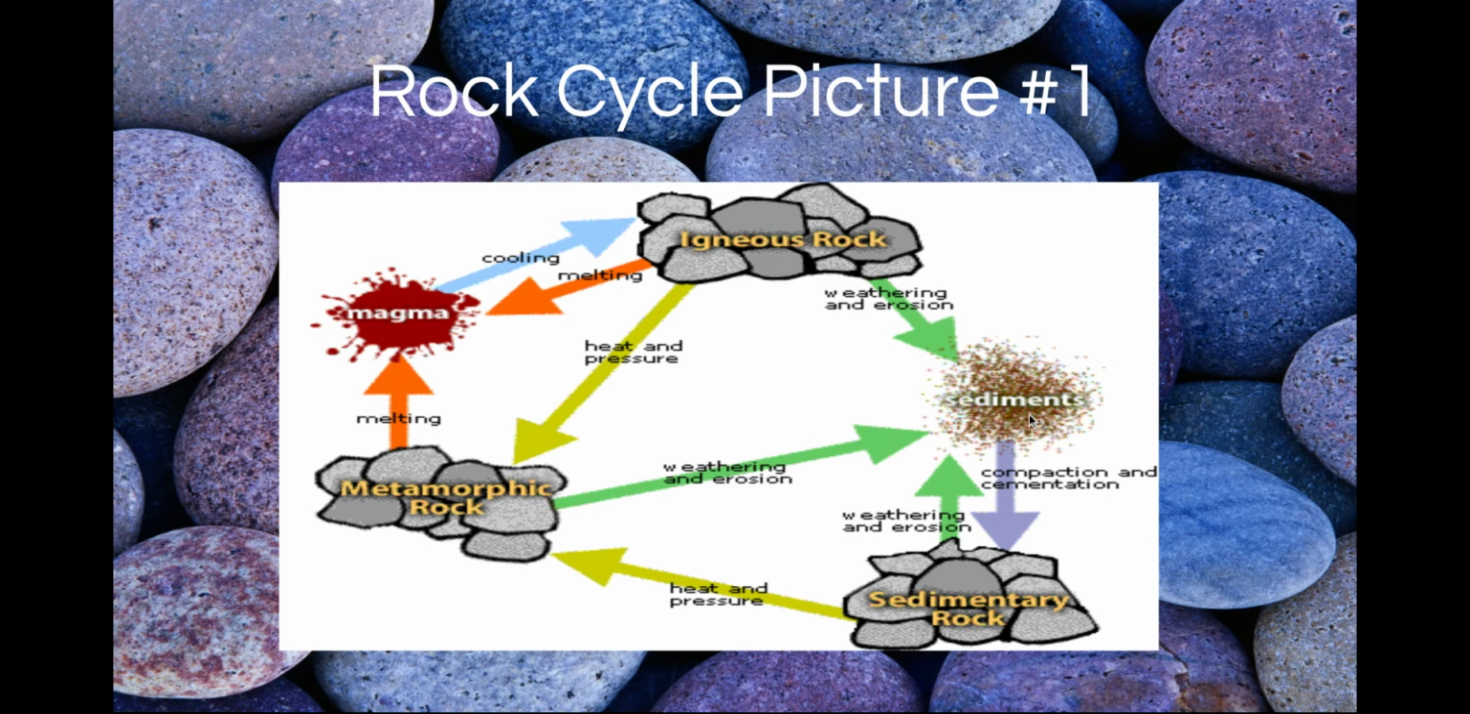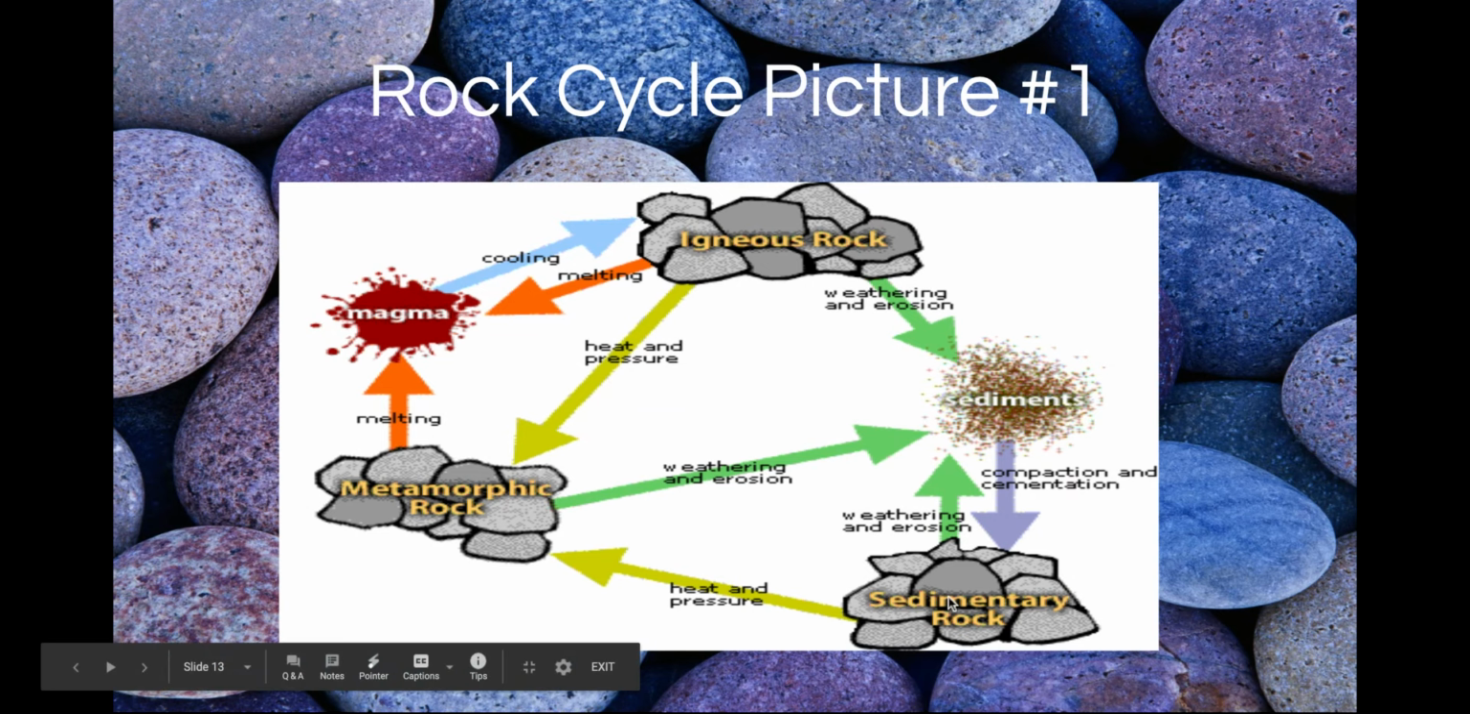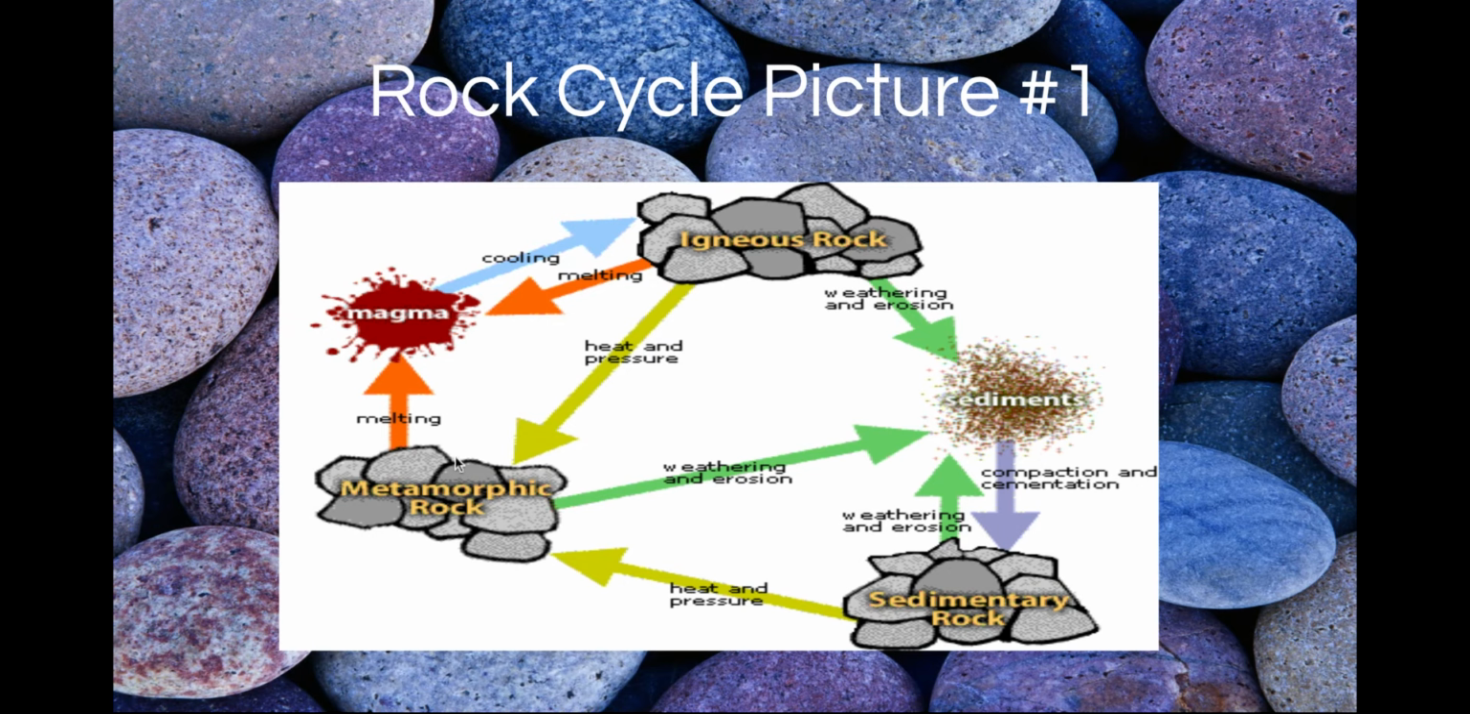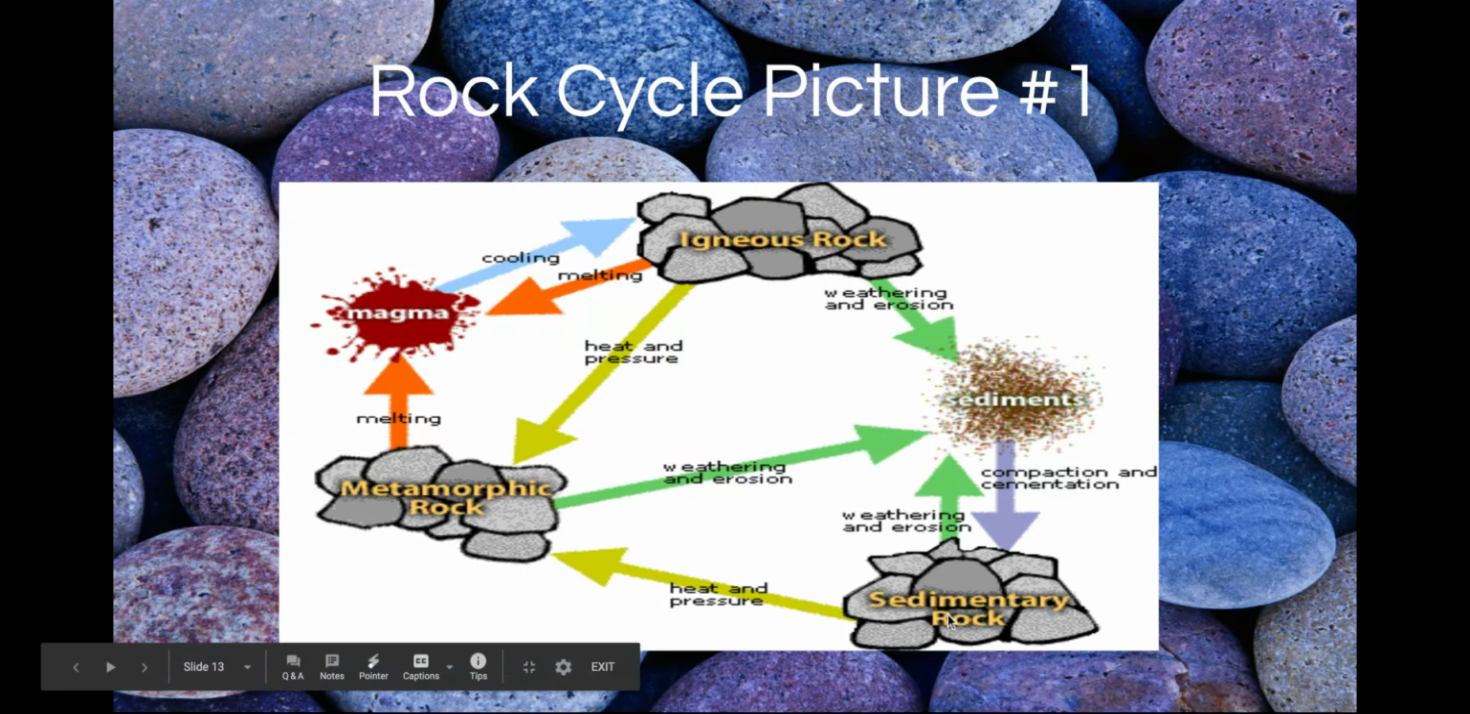Now, when sediments get squished over time, we call that compaction, and glued together by different minerals, cementation, a sedimentary rock is formed. Now, don't confuse compaction here with heat and pressure over here. We're talking about a lot more heat and pressure to make a metamorphic rock. We're just talking about layers and layers building up over time. So imagine the layers of the Grand Canyon. That's compaction and cementation to make a sedimentary rock.